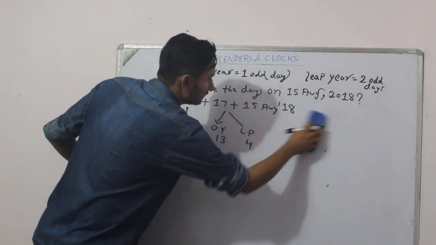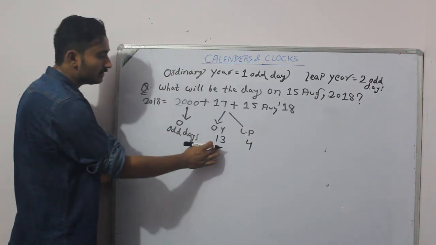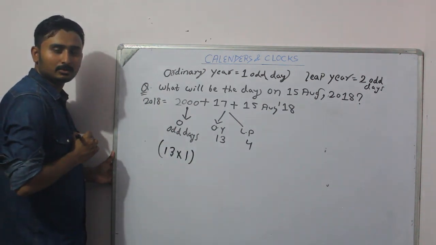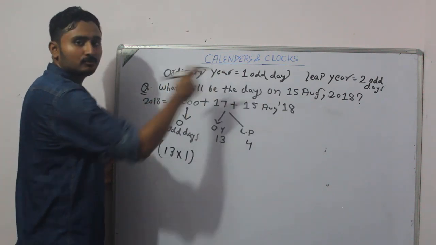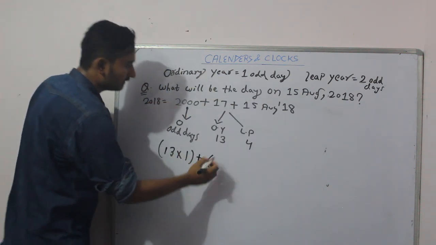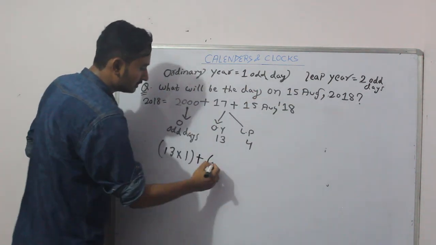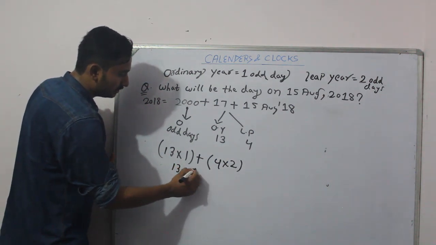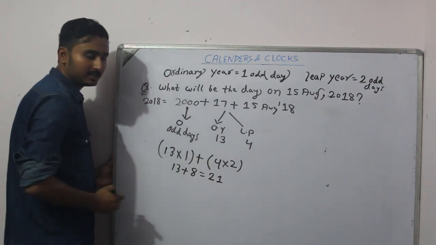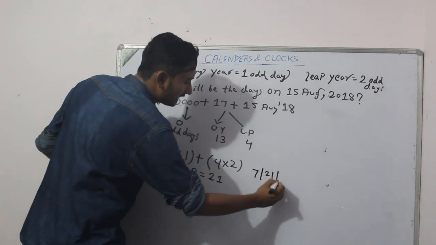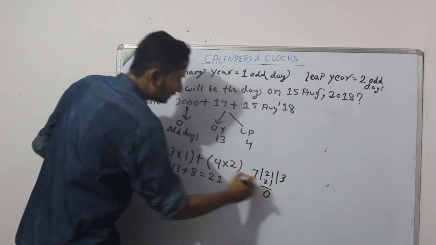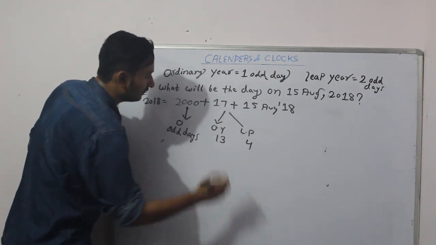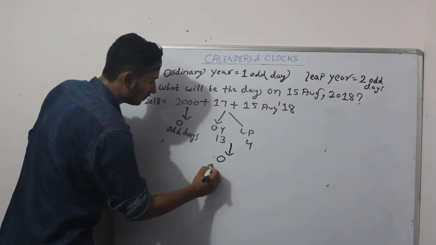So friends, for the 13 ordinary years, we multiply 13 by 1, because in one ordinary year we have 1 odd day. Now 1 leap year contains 2 odd days, so 4 leap years contain 4 into 2, that means 13 plus 8, which is equal to 21. When you divide 21 by 7, you get 0. So in 17 years we have 0 odd days.